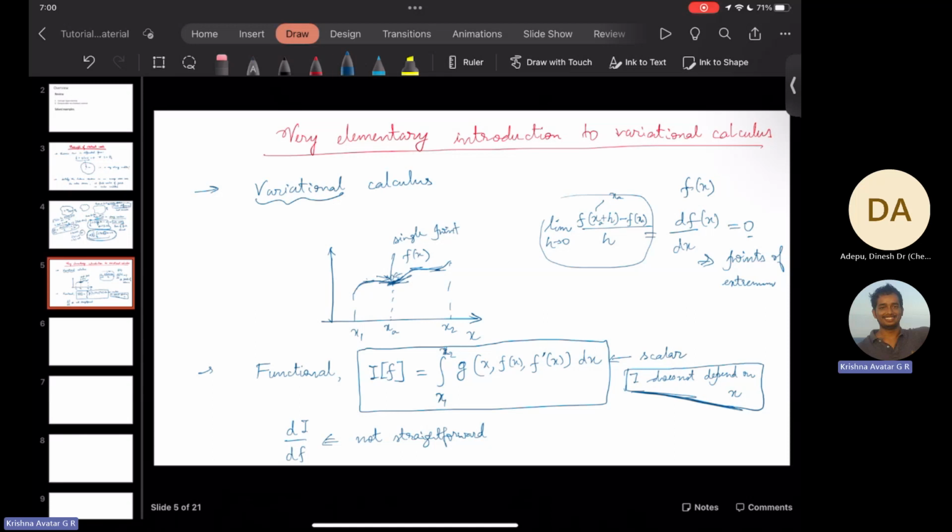Now you will say, okay, how do I find the derivative? What do you mean by the change in function? This looks so absurd, isn't it? When we try to have dI by df in terms of a limit, as h tends to 0, of I of f plus h minus I, divided by h. You'll say, okay, but what sense does this make? What does h mean here?